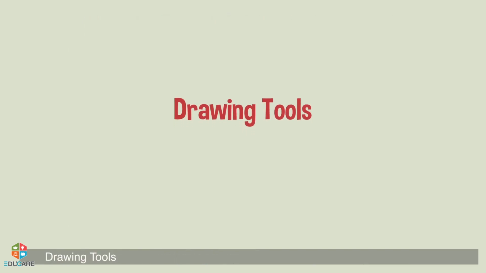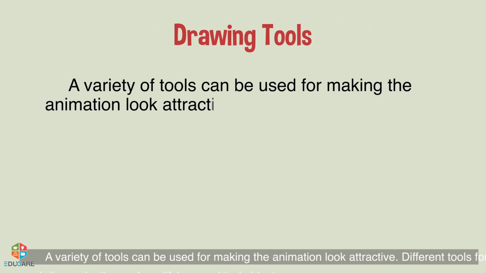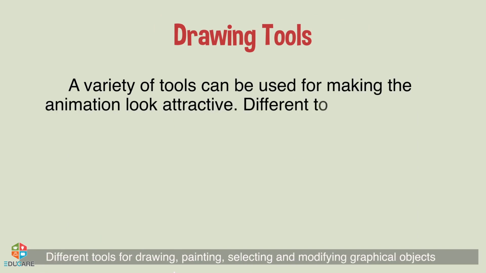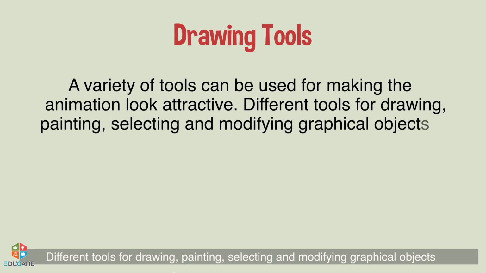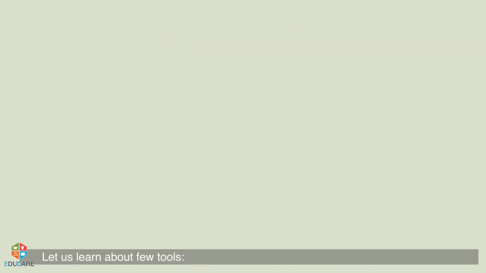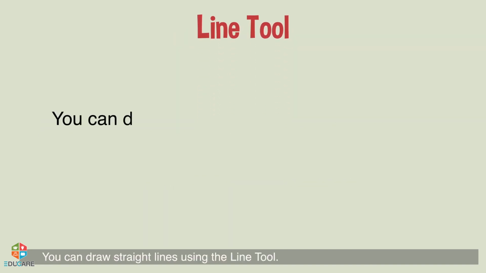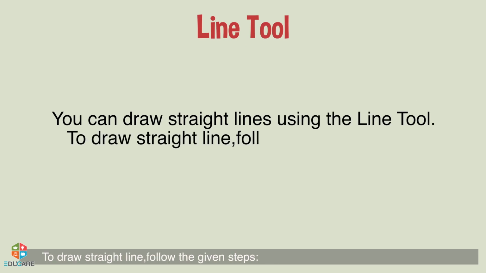Drawing tools. A variety of tools can be used for making the animation look attractive. Different tools for drawing, painting, selecting, and modifying graphical objects are used. Let us learn about a few tools. Line tool. You can draw straight lines using the line tool. To draw a straight line, follow the given steps.